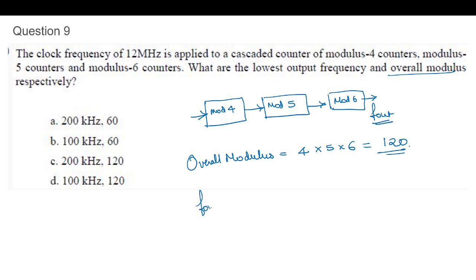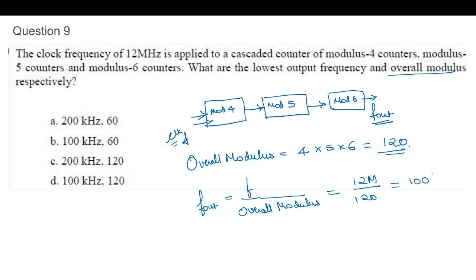And the output frequency, if we say the clock frequency is f, then it is f divided by the overall modulus. It is 12 megahertz upon 120, which is 100 kilohertz. So 100 kilohertz and 120.